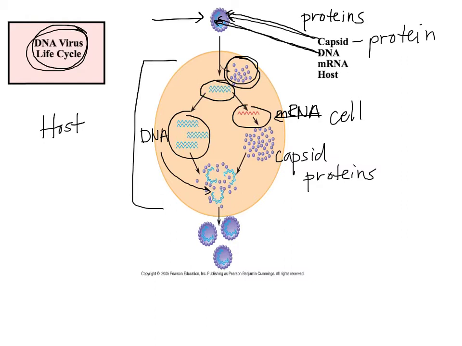Okay, and then those capsid proteins and the DNA molecules come together. They join into the new virus cell or new virus particles, and they are released from the cell. So here's the new viruses. So basically the virus has hijacked the cell so that it can use its machinery to make its own DNA and to make its own proteins.